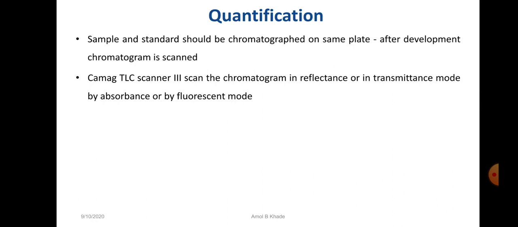What we have shown, that particular instrument, we can use it for the derivatization. So sample and standard should be chromatographed on the same plate, and after development the chromatogram can be scanned for quantification. We have the CAMAG TLC 3 scanner, which I have shown you in the earlier slide, and this scanner can scan the chromatogram in reflectance or in transmittance mode, by absorbance or by the fluorescent mode.